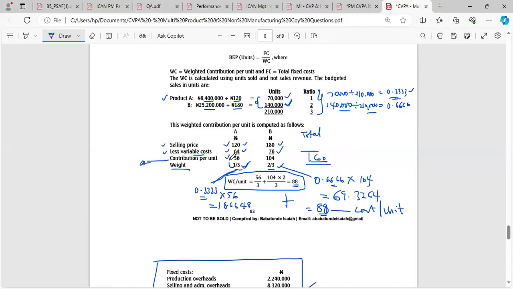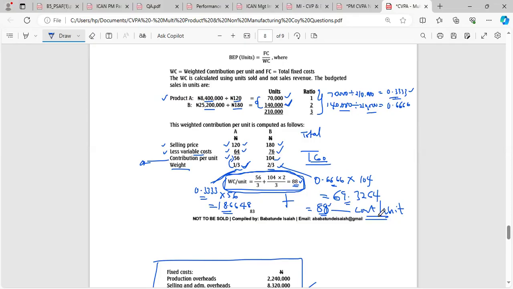Then multiply by 56. Forget about what they did here. Let's do our own. So multiply by 56 for A, that's 0.333 multiplied by 56. For this one, 0.666 multiplied by 104. If you multiply, you get 18.69 and 69.264. Then add both together. If you add both together, you must get 88. So our answer is 88. That's our contribution per unit, weighted.